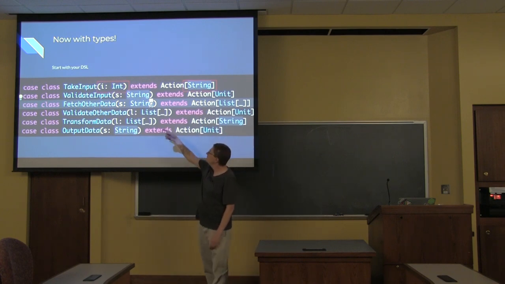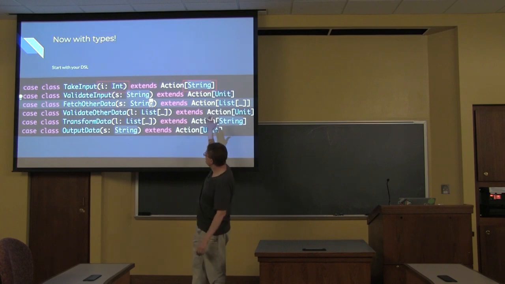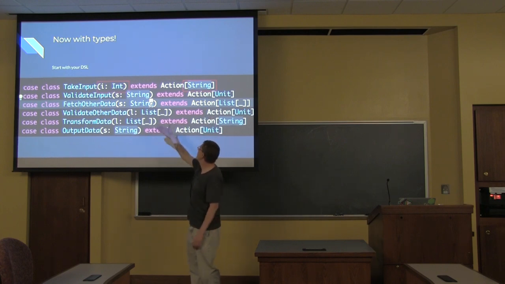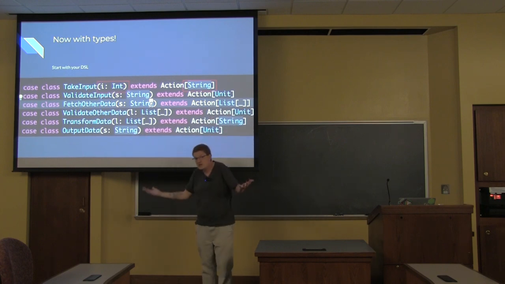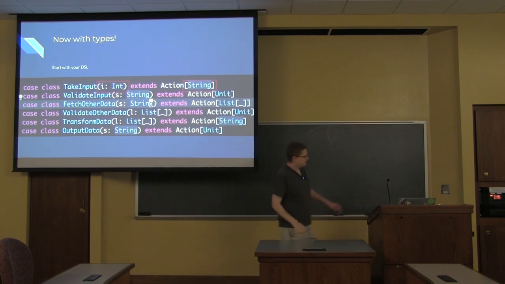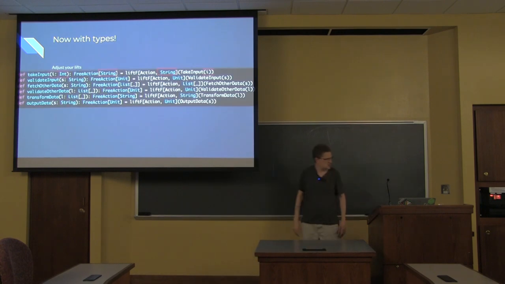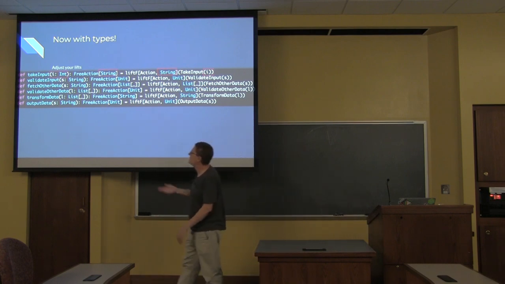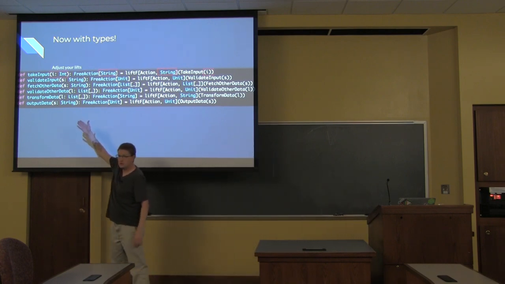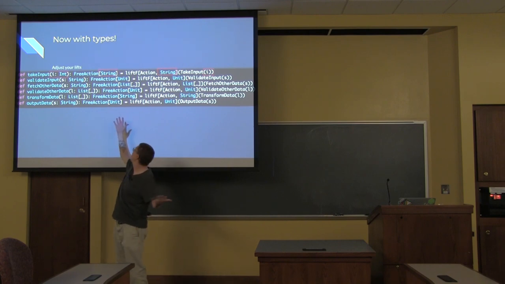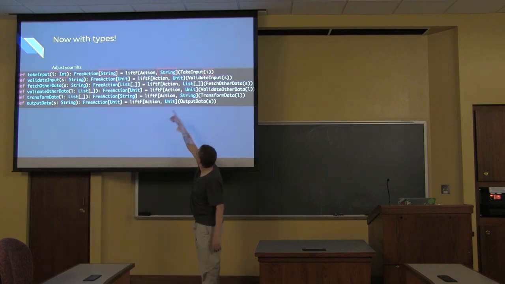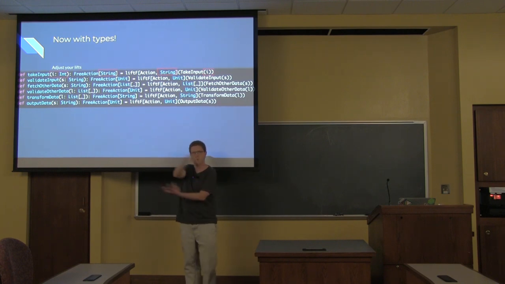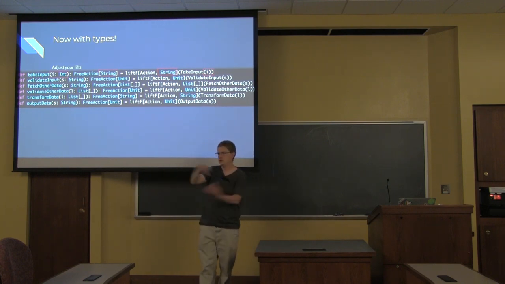Okay, so take input, it's going to take an int, it's going to return a string. Validate input takes a string, returns unit because it's just validating. Then we change the lift. So the lift follows the same types. We've got our int here, that's our input. We've got our string here, that's our output. And the lift goes to the string, and then there's our input, so that we're gluing the verbs together with the definition. Okay.